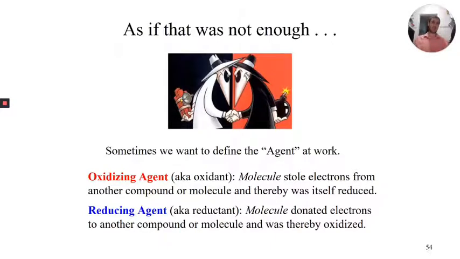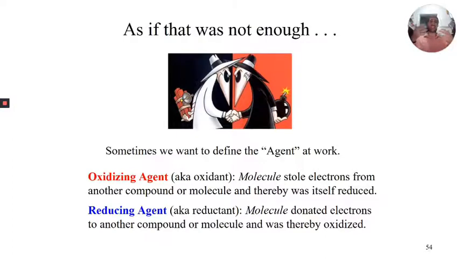If we look at the reducing agent, the reducing agent causes something else to be reduced. Well, if it was reduced, that means it gained electrons. So if I was a reducing agent and caused you to gain electrons, you had to get those electrons from somewhere. Oh, you got them from me. So I lost electrons. Lost electrons, oxidation. LEO says GER, right? Oxidized. The reducing agent is oxidized. The oxidizing agent is reduced.